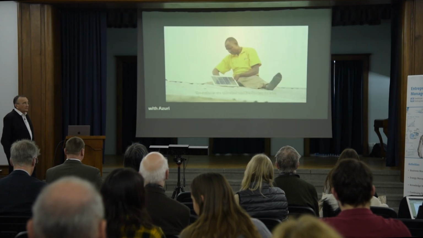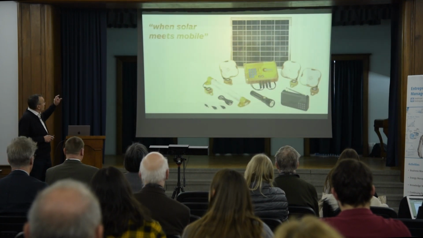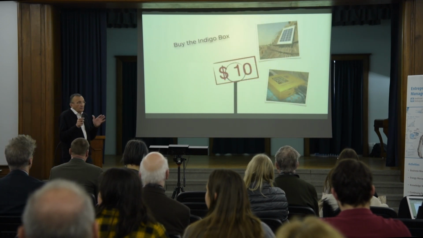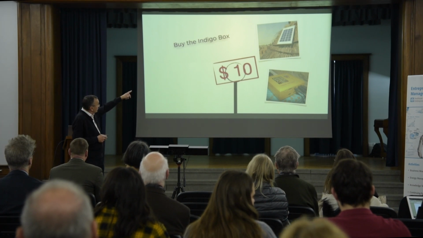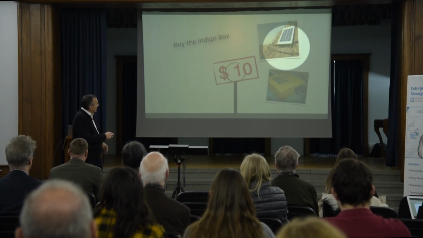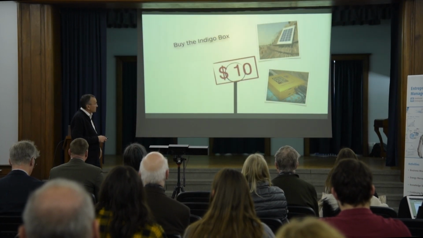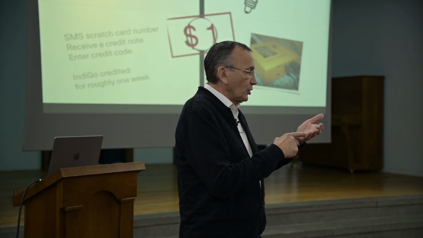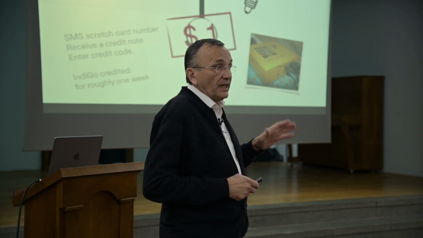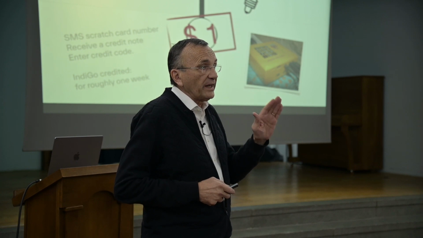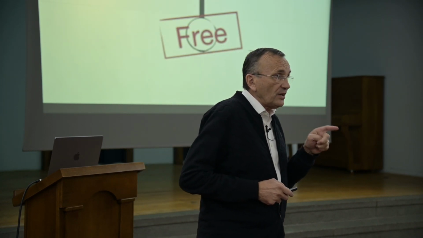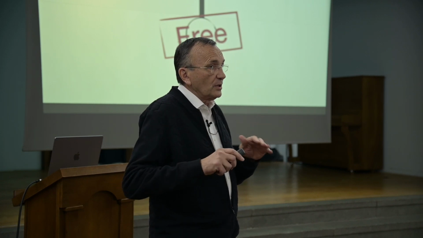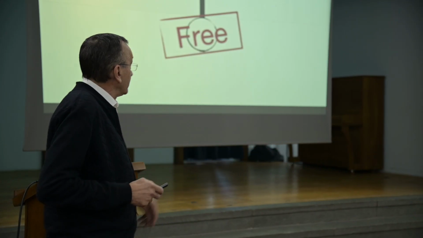Okay, you understand? So the idea is, when solar meets mobile, you buy for roughly $10 the device, so the solar panels, the lamps, and so on, plus this box called Indigo Box. And then you can buy a scratch card using your phone. You receive a code. You punch this code on the machine, and you have electricity for roughly 1 week. And after 80 weeks, 1 year and a half, this system is yours for life. And so you have electricity for free. This is the model that they had in mind.